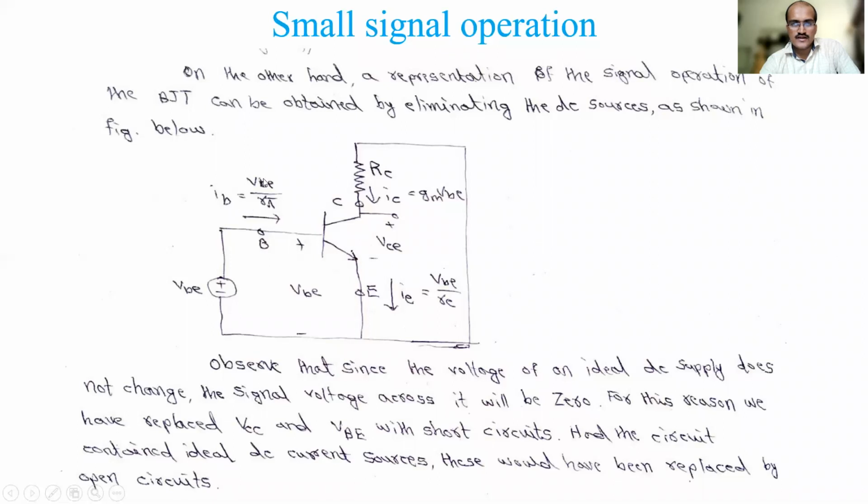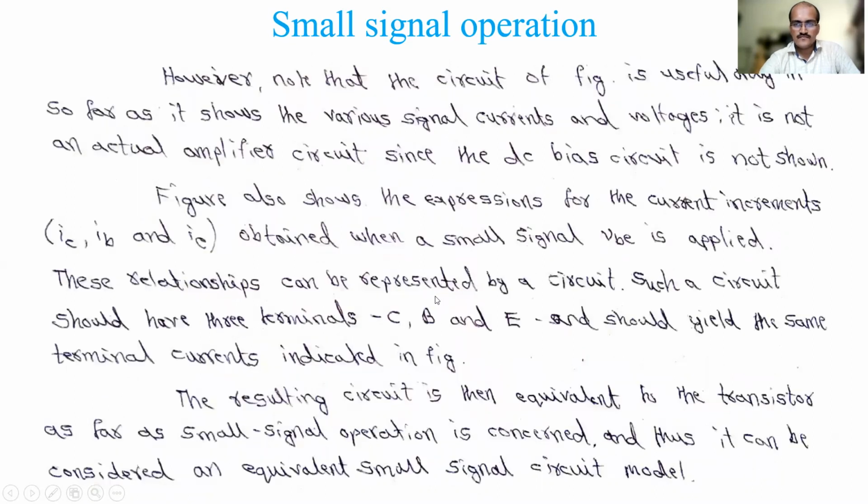Okay. And these relations are all derived, they are only written here. Just to summarize, it is VB by RE plus re. This is the collector current, gm into VBE. This is the emitter current given as VBE by re. Okay, all these are AC analysis.